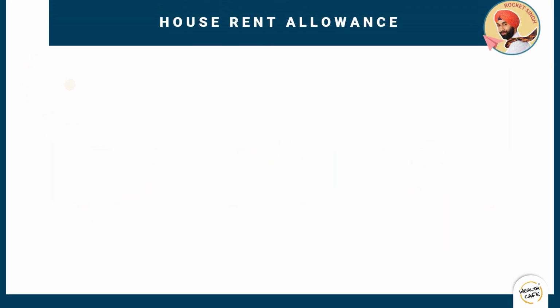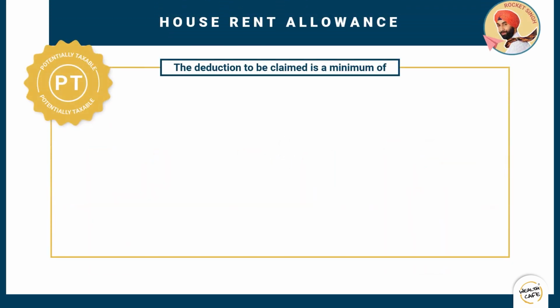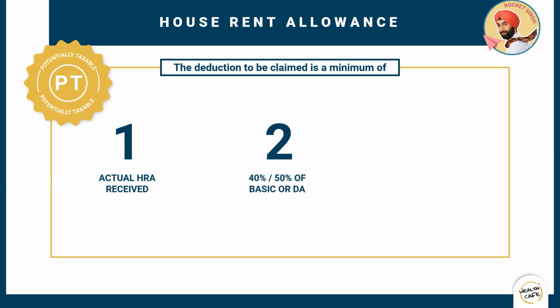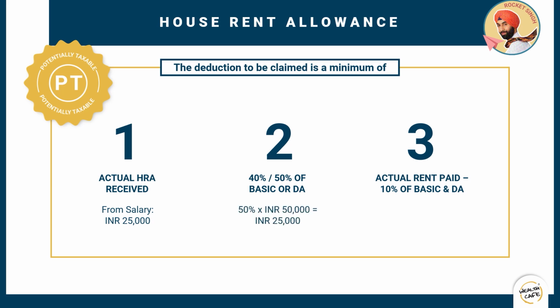To help you understand this, the total amount of deduction that you get as a house rent allowance is the minimum of the actual HRA received, 40 or 50% of the basic, and actual rent paid minus 10% of basic. While this is the rule, let's take up an example of Rocket Singh to help you understand this in a much better manner. So when you look at the payslip of Rocket Singh, you see that he is being paid an HRA of 25,000 rupees each month. This HRA is equal to 50% of his basic salary.